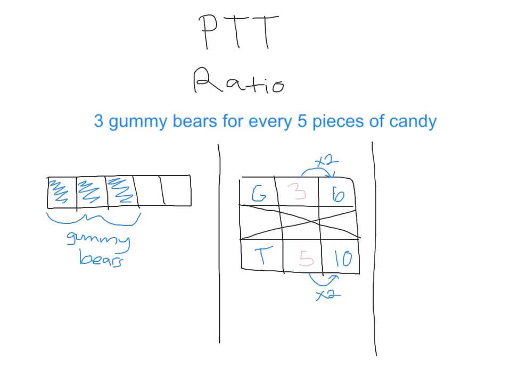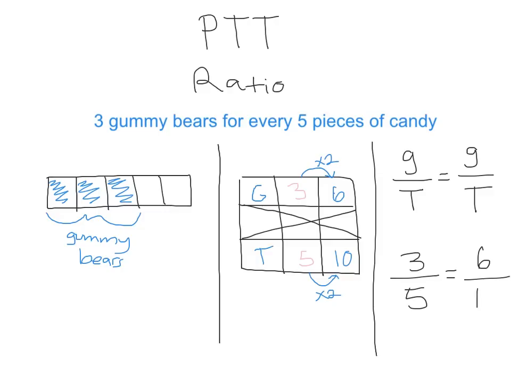I can also create a proportion by writing 2 fractions. I can write gummy bears over total, which should equal gummy bears over total. So for example, if I have 3 gummy bears over 5 total candies, that's the same as 6 gummy bears over 10 total candies. Because if I reduce 6 over 10, I still get 3 over 5. So these are 3 different ways to solve part-to-total ratio problems.